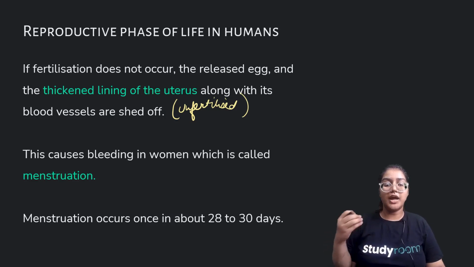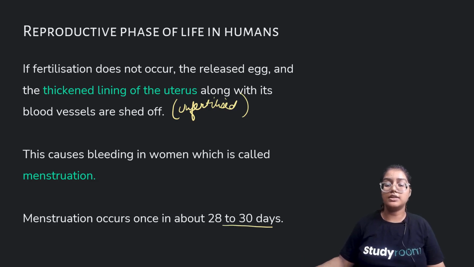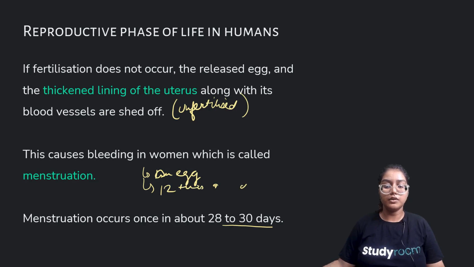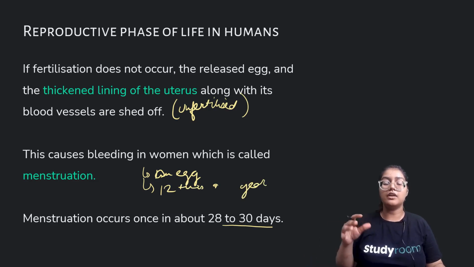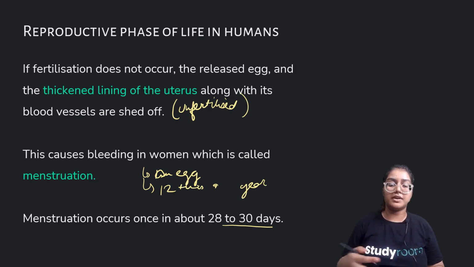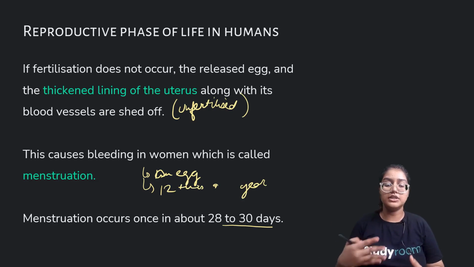But in case it doesn't, the egg along with the lining sheds away in the form of blood, menses. This causes bleeding in women, which is called menstruation. So menstruation occurs every 28 to 30 days. So what did we get after reading this? Every month an egg is released by the ovary. So the reproductive cycle of the female is such that she can conceive a baby 12 times a year. So this is what we have made out from it: the egg which is fertilized leads to pregnancy, and the egg which is not fertilized leads to menstruation.